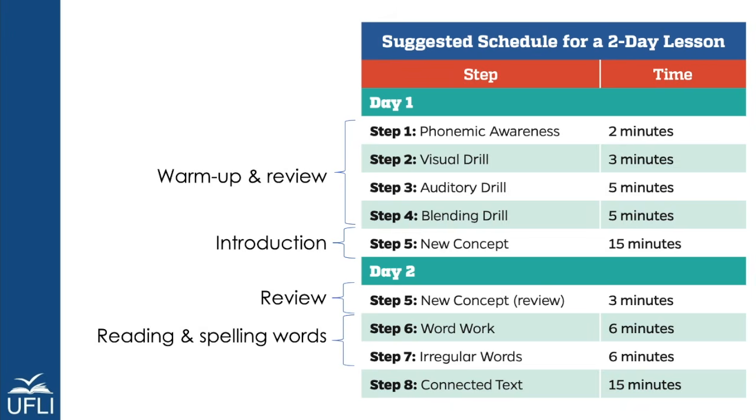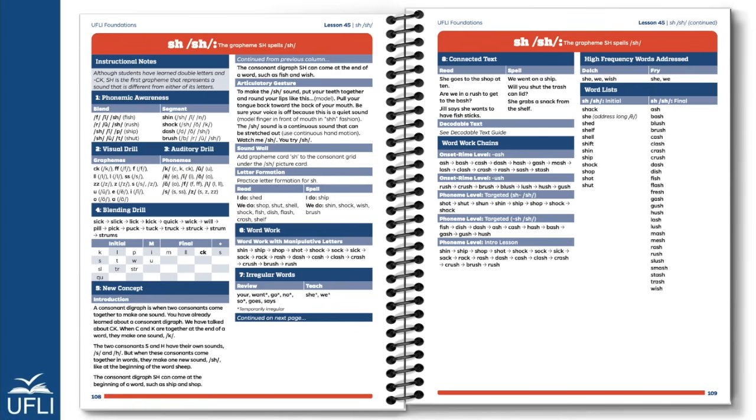Then, students are provided with practice reading and spelling words. And each lesson concludes with practice reading and writing connected text. Students read sentences, write sentences, and read a passage or a book. Here's a glimpse at one of our regular core lessons.